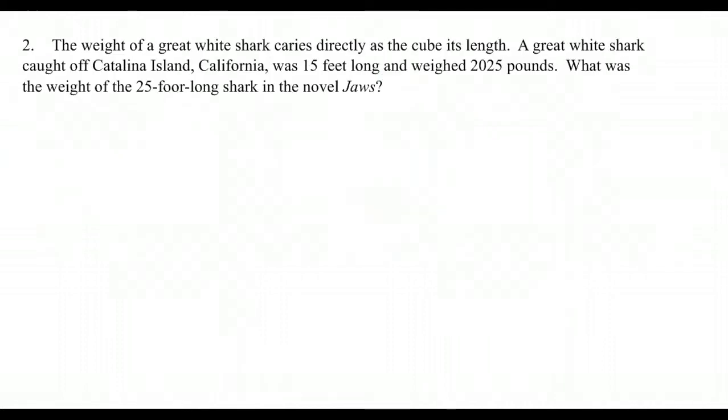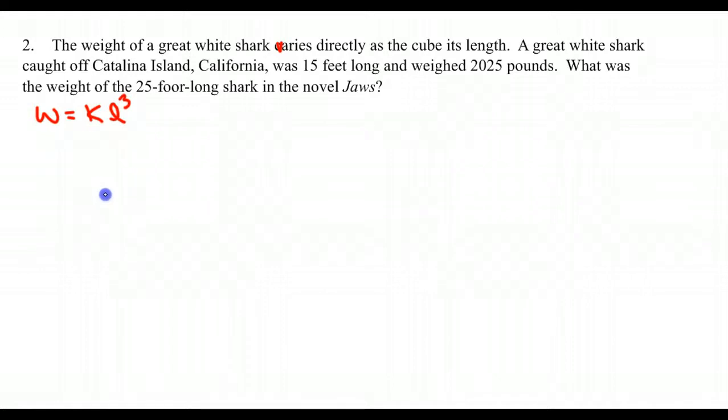In problem number 2, it says the weight of a great white shark varies, that's what we say varies, directly as the cube of its length. So we would write the weight as W equals K, direct variation means that we're going to do K, and then the cube of its length, which should be L to the 3rd power because we are going to cube that.